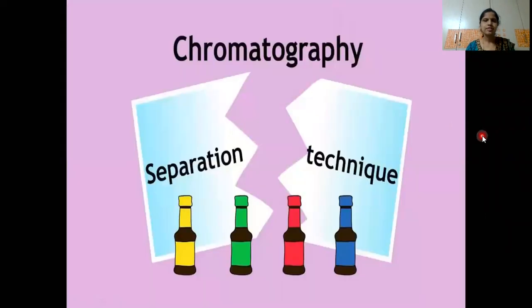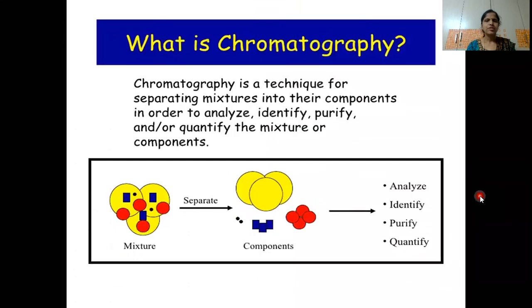So chromatography is a separation technique. Now, in this picture, you can see that if a mixture is given, we can separate all the individual components from the given mixture. Now, what is chromatography? How can we define chromatography? So as I said, it is mainly a separation technique. In this, we can not only separate the components, we can also analyze, identify, purify, as well as quantify the number of components present in the mixture.